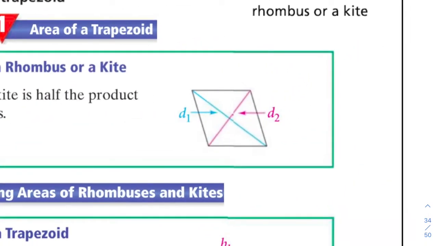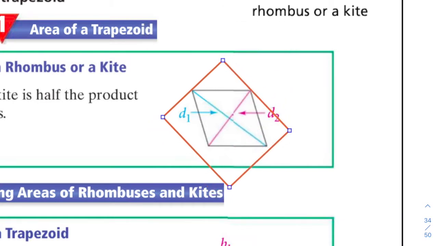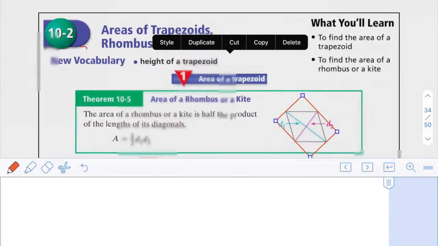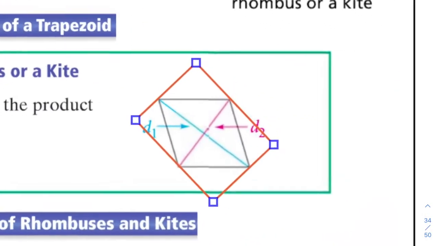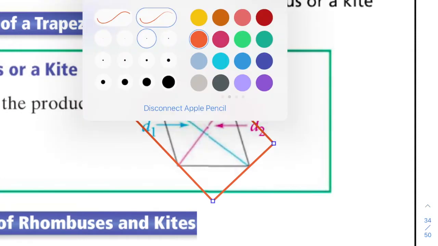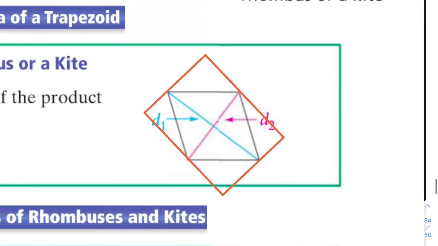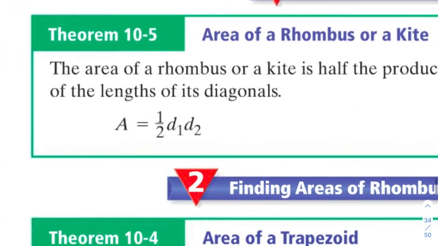If we were to create a rectangle, this isn't going to be perfect, but I will try my best. If we have a rectangle, rectangle is base times height. So imagine that this part right here is your base, put it right down there. This part is your height, you can put it right here. So base times height. Well, why is it 1/2 base times height?